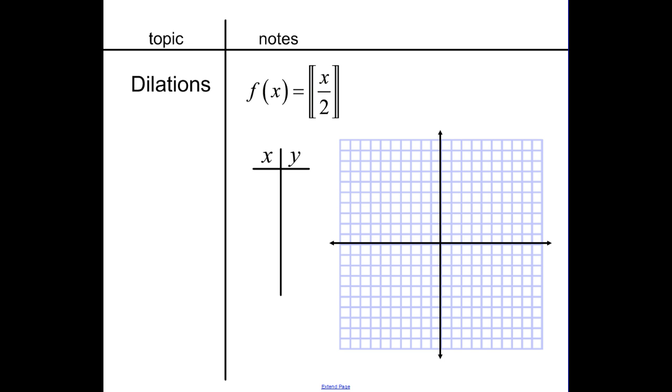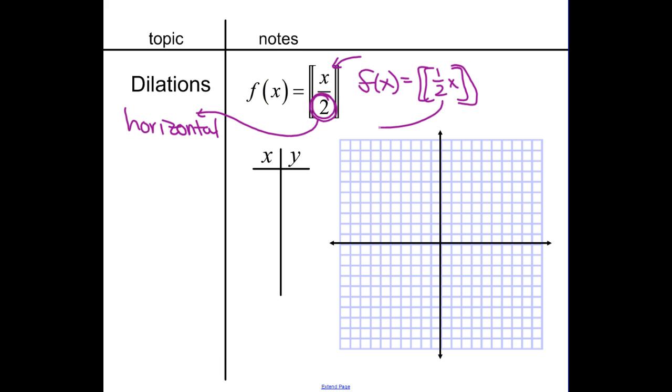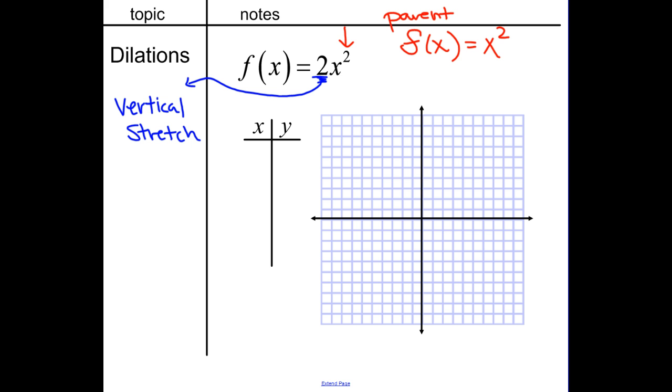And last but not least, this one we have on the inside. Since it's on the inside, we know it's horizontal. And really, this is the same thing as f of x equals the step function of 1/2 x, so we know that that is less than 1. That means it's a horizontal stretch, by a factor of 2. All right, so now that we know what's happening, let's go back and actually graph these and see what the difference is.